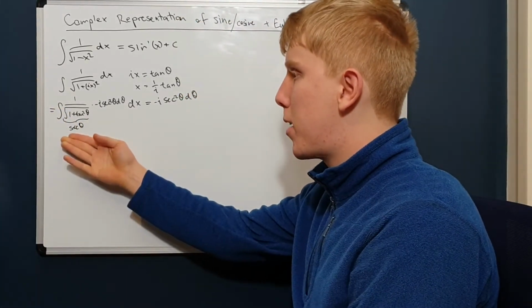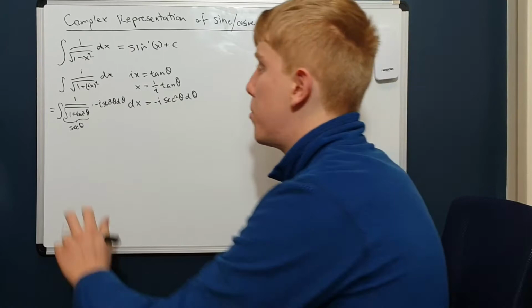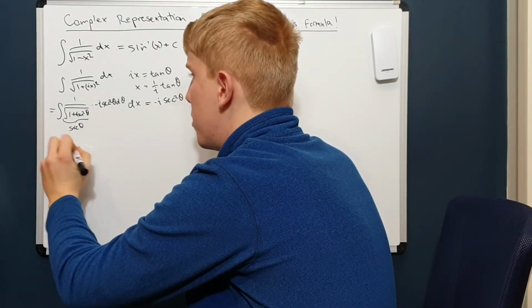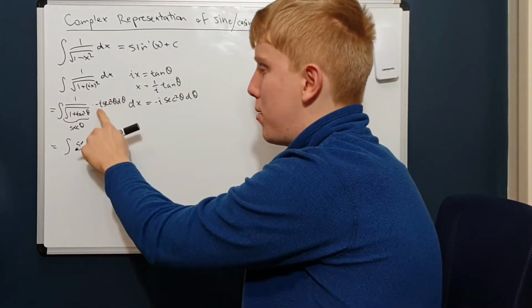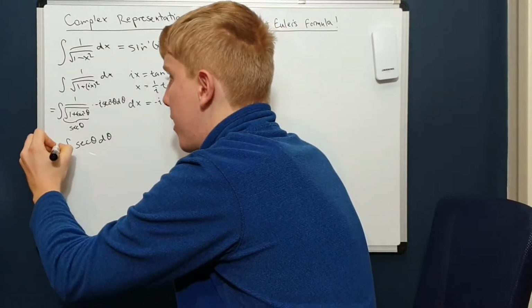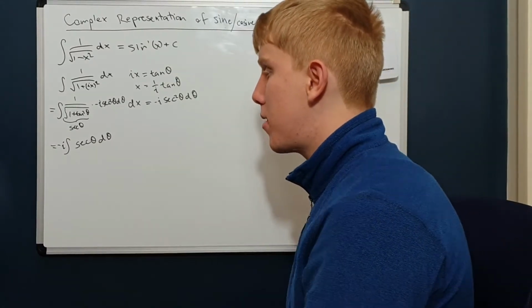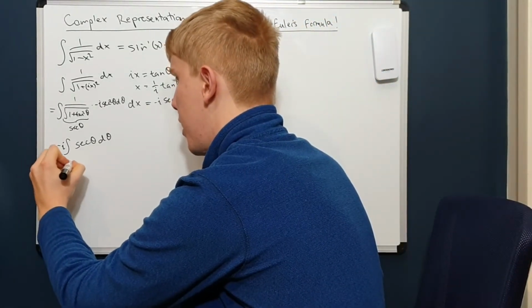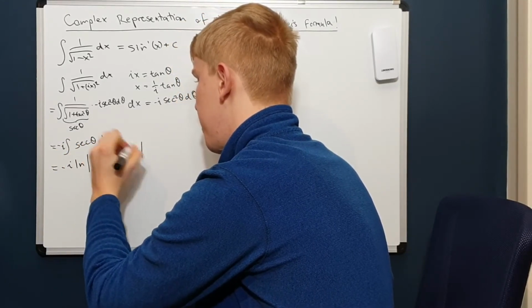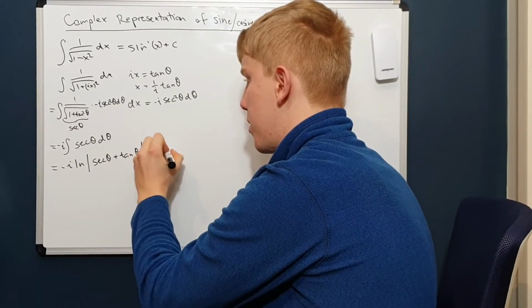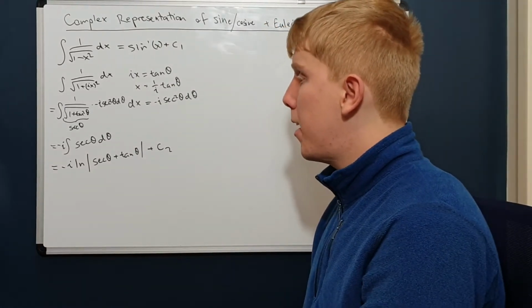So that secant theta will be cancelled with one of our secants up here. And so we'll end up with the integral of just secant theta d theta, and I'm also going to take this constant negative i out the front of the integral sign. Okay, from here, the integral of secant theta, if you're familiar with it, is the natural log of secant theta plus tangent theta plus some arbitrary constant. I'll call this C2, call this C1, so we don't get confused between them.